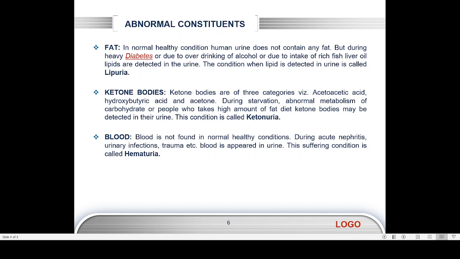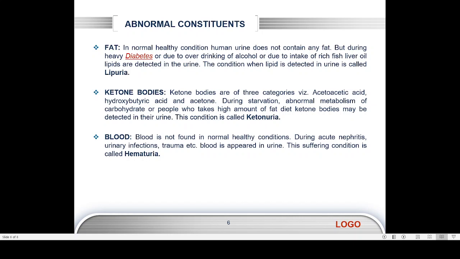Now finally, another substance that is abnormally present is blood. Blood is not normally present in a healthy person. Only if you are ill, only if you have some kidney disorder, then you can find blood in your urine. And the presence of blood in urine is known as hematuria. Hem means blood. So blood in urine is known by the name hematuria. So hematuria is another situation.